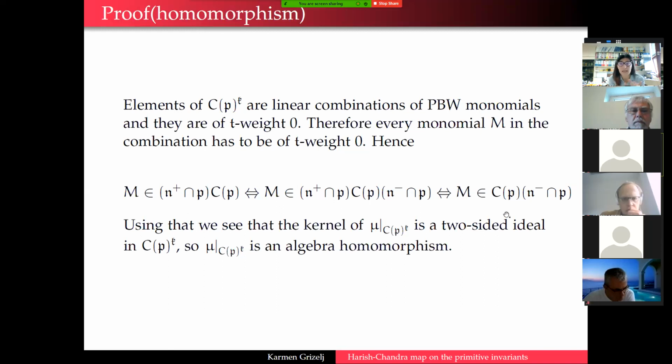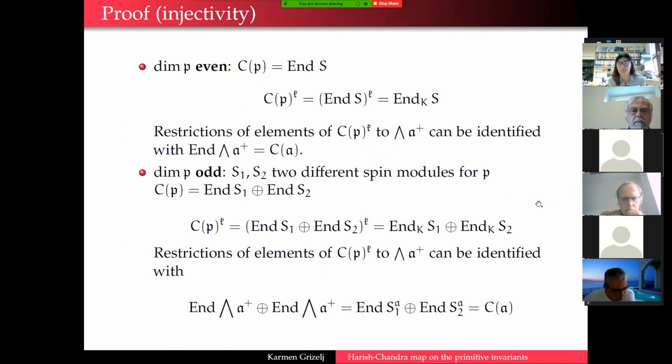And we're using that equivalence to show that the kernel of the restriction of this Harish-Chandra map is actually a two-sided ideal. I didn't want to write that down because it's just a bit of playing with sets, nothing super interesting. So in other words, we get a homomorphism. So moving on, what we know is... Could you go back, please?